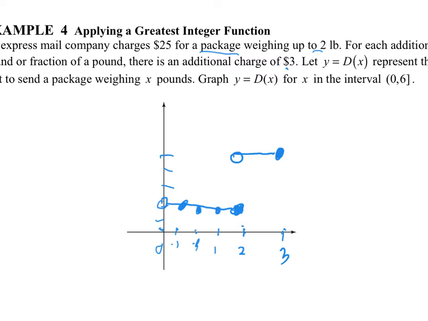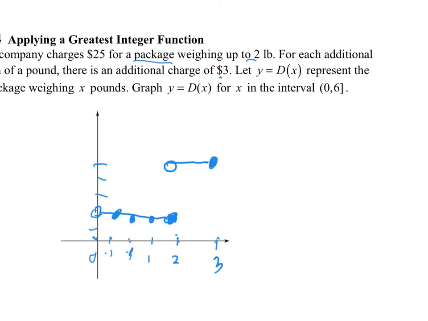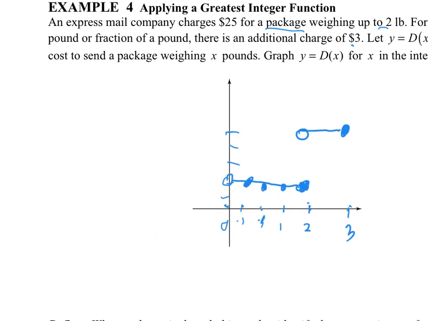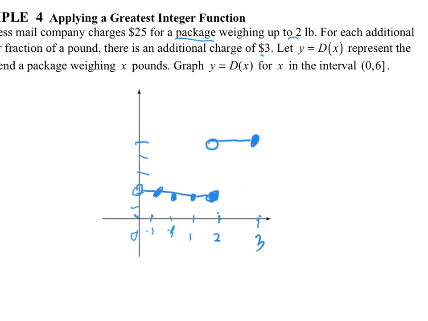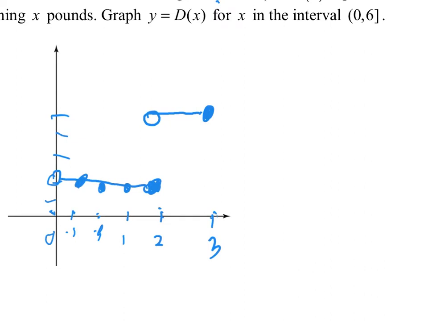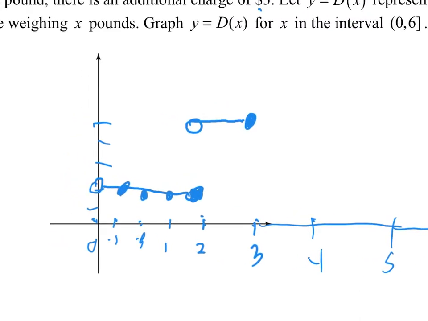So do you see what just happened? Do you see the pattern? Was there anything else? Let y equals d of x represent the cost of a package weighing x pounds. Graph y equals d of x, and x is in the interval 0 to 6. So what's happening, it looks like every additional pound, you're going to go up another $3. So that was 2 to 5, 6, 7, 8. So that's going to be solid, open.